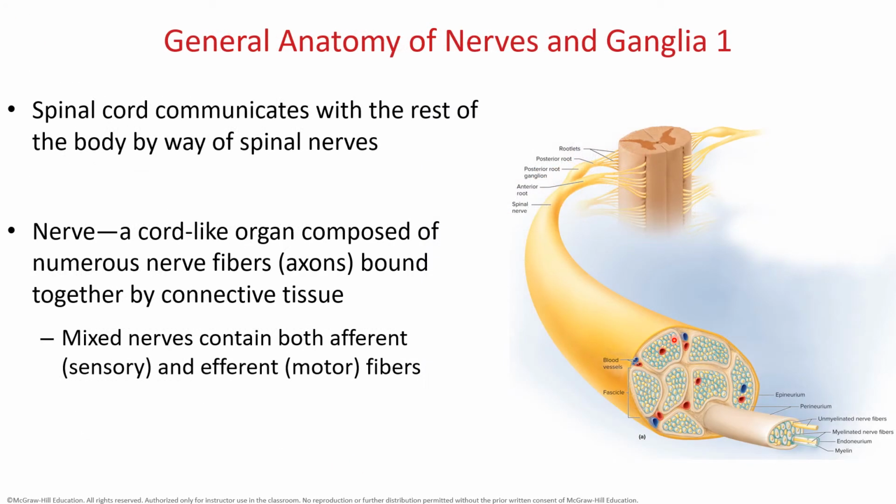So now let's go over some more anatomy. So the spinal cord communicates with the rest of the body by way of the spinal nerves. So here you can look at a spinal nerve coming off here. A nerve is a cord-like organ composed of numerous nerve fibers, which those nerve fibers, those are the axons, bound together by connective tissue. Mixed nerves contain both afferent, that sensory information, and efferent, that motor information. So again, we went over cranial nerves, and some are mixed and some are only motor, some are only sensory, so that makes sense.